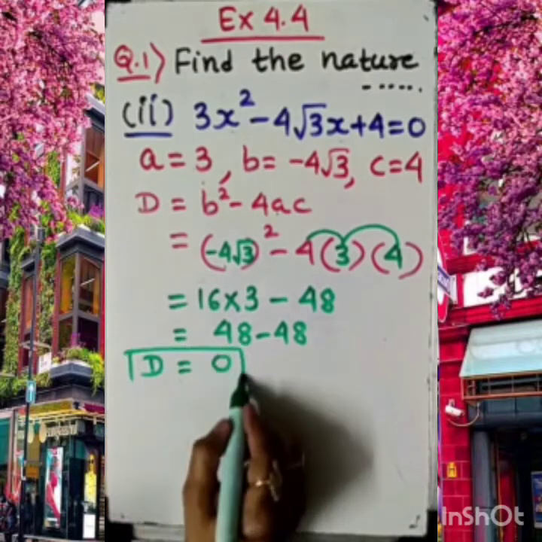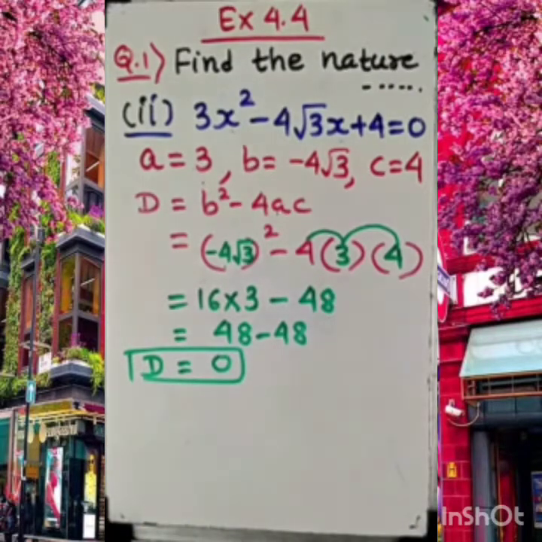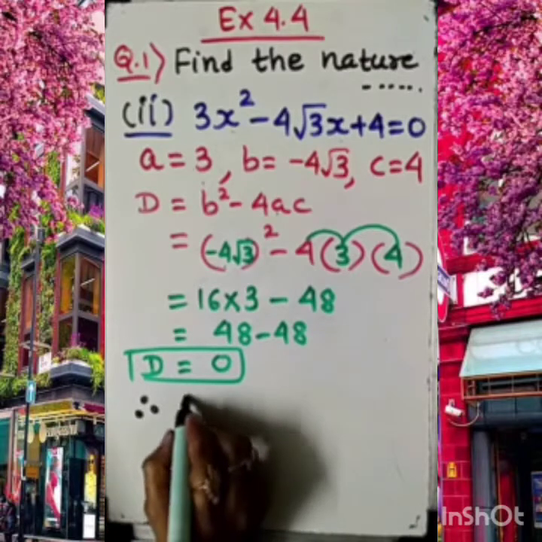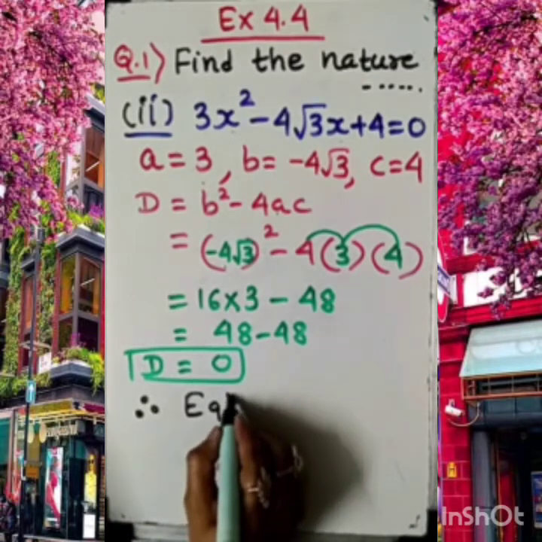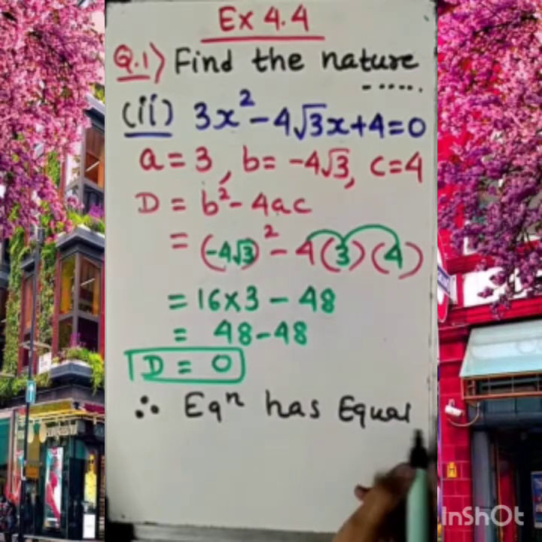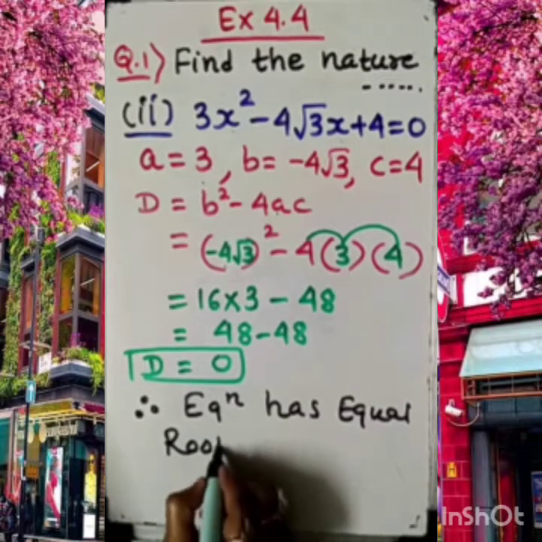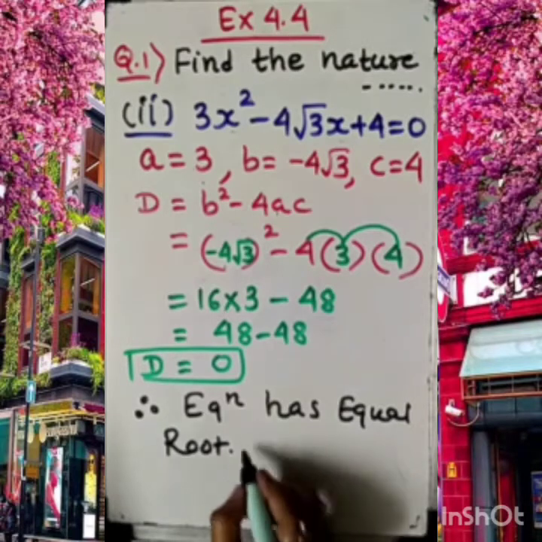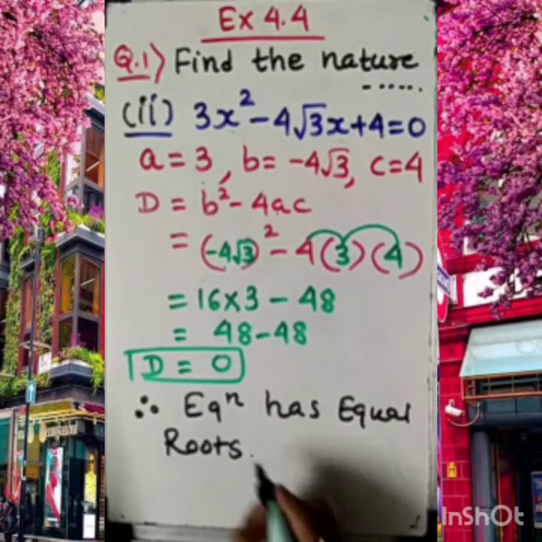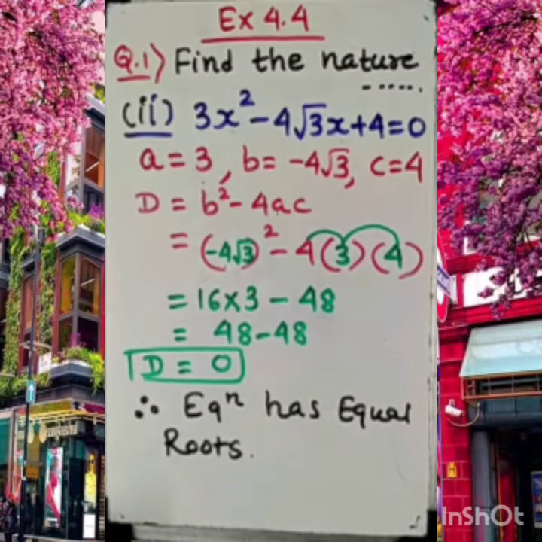So dear student, the value of D is 0. And whenever the discriminant is 0, we can say the equation has equal roots. Equal roots indicate that it has roots, so we need to find them. Now here roots are possible, so we need to find them by applying the quadratic formula. Okay, up to here clear?